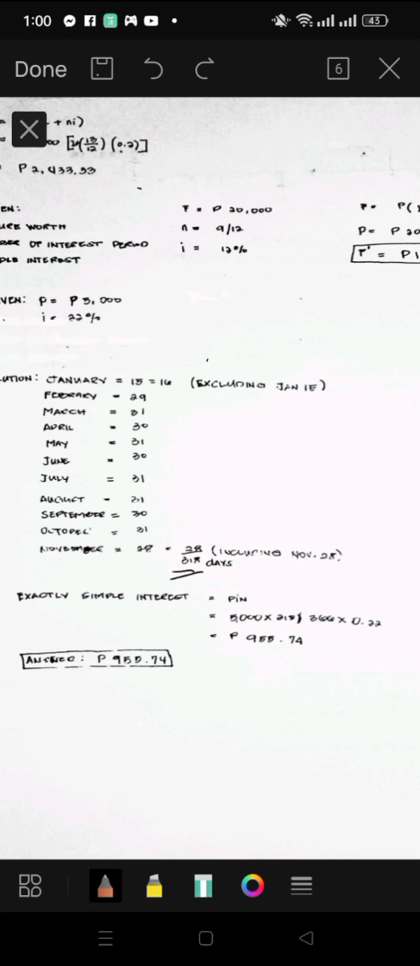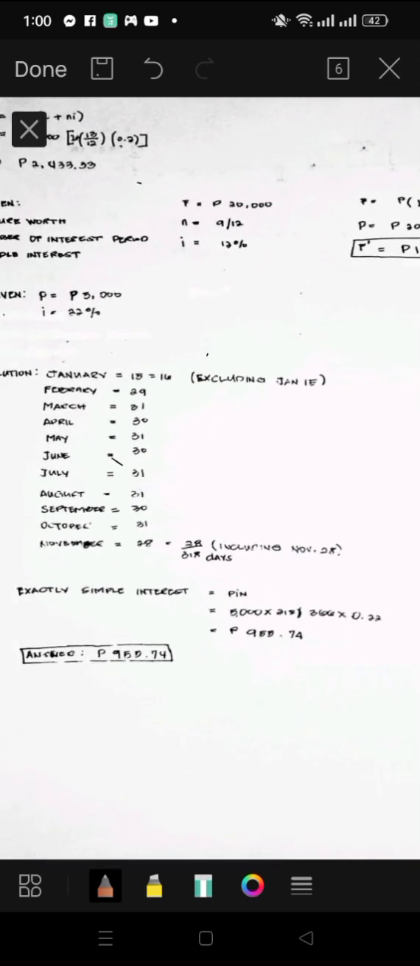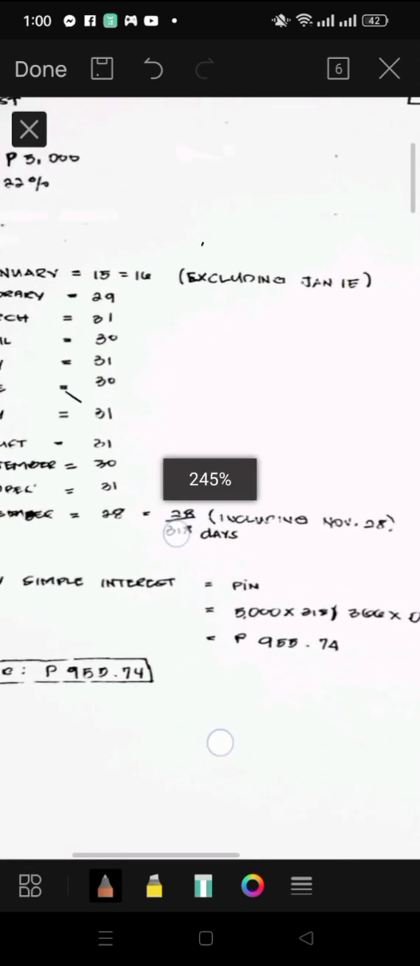333 minus 15 is equal to 318. That's why we overcome this. The value of n is equal to 318 over 366. So let's plug into our formula.